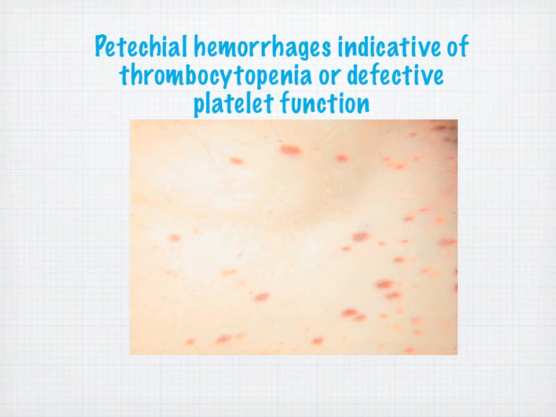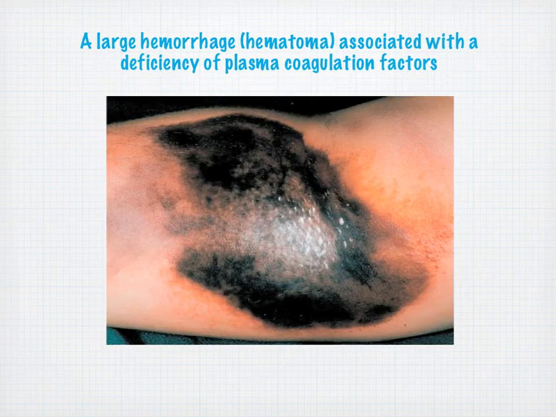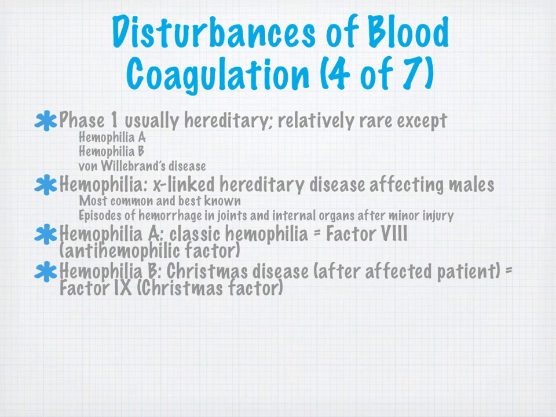Children get petechiae from vomiting, so don't get alarmed if your small child or your small child patient ends up with petechial hemorrhages around their eyes or on their face from retching when they have a viral infection, because kids vomit. It's what they do. And there's a large hemorrhage. That one's really ugly. And that one's associated with deficiency of plasma coagulation factors.